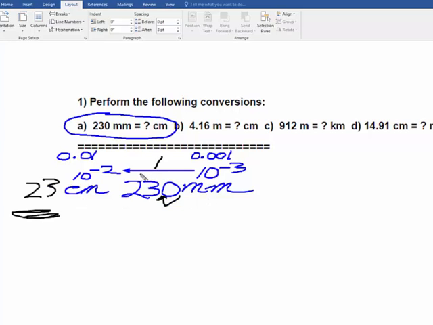How many places? We look at the difference between the exponents of the two place values. Centimeters is 10 to the minus 2, millimeters is 10 to the minus 3. That's a difference of 1 in the exponents, and therefore the decimal place goes 1 place to the left, and 230 millimeters is 23 centimeters.